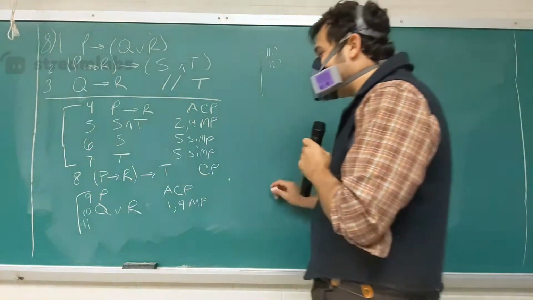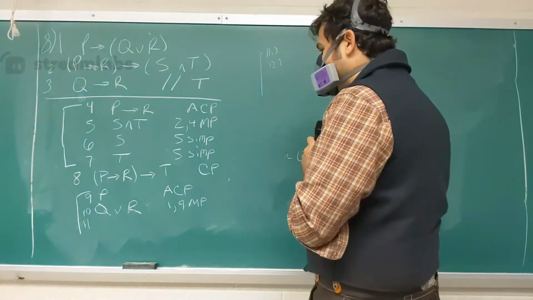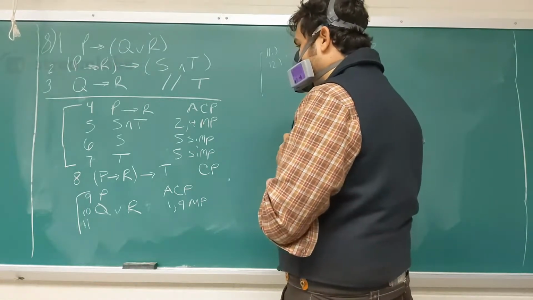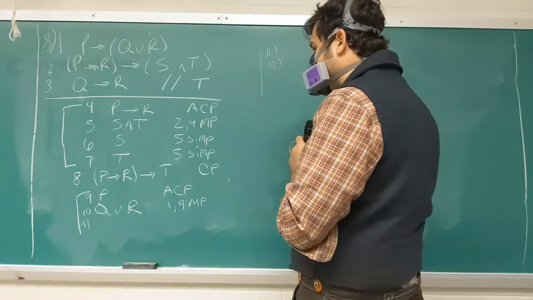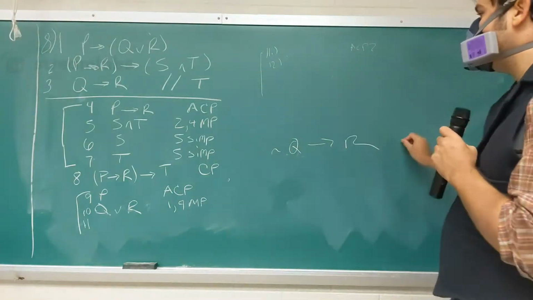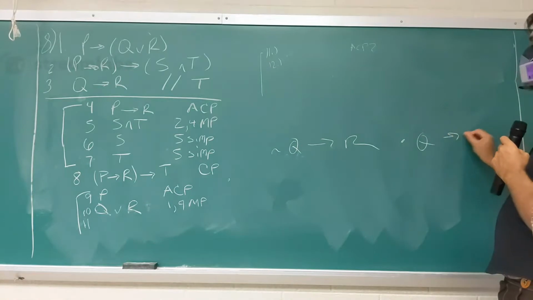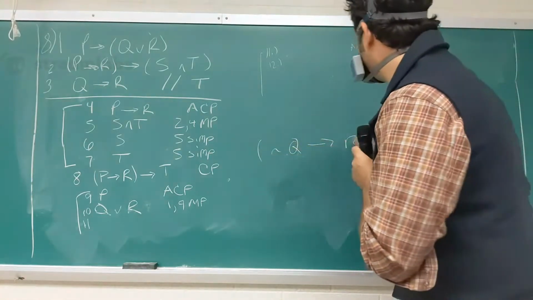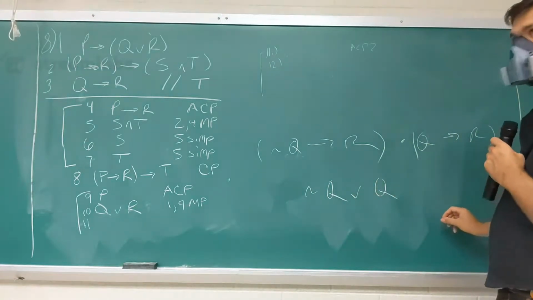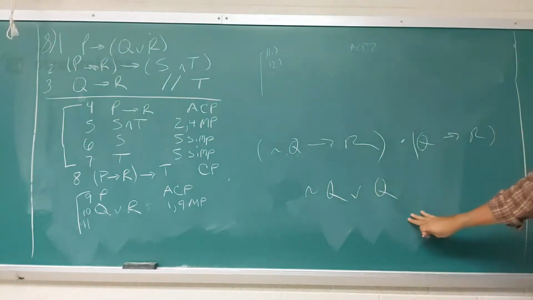Is it something to do with, wait, Q or R, material implication on that. Not Q then R. Q then R, and not Q then R. Well, that means this is a tautology, right? Not Q or Q. Can we see that?